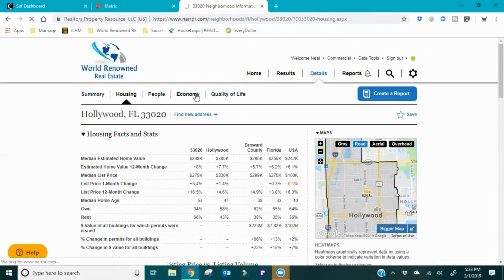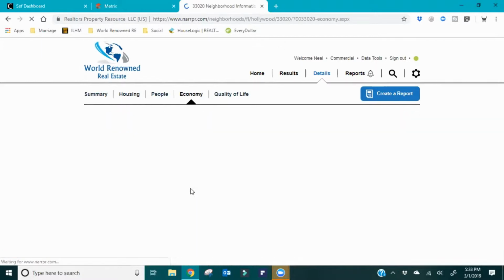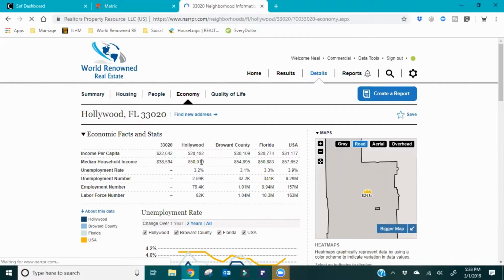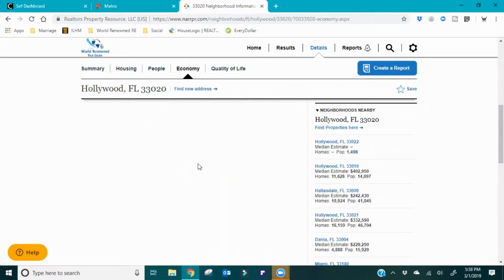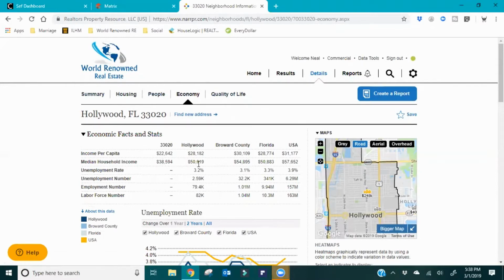And then, of course, economy. I don't know how many of you are using these tabs here at the top other than just pulling the reports. But once you go into the economy, it talks about the income per capita, median household income for Hollywood versus Broward County. And then you can see this zip code, 38,000 versus 50,000. This helps us understand who our potential occupants are, the amount of income that they're going to be bringing in, and in turn, we should know their disposable income as a result.